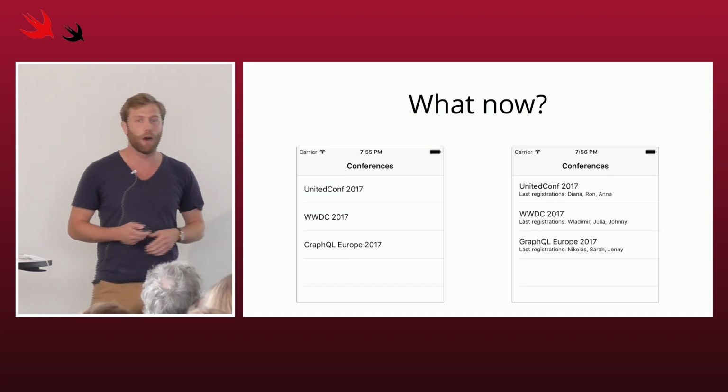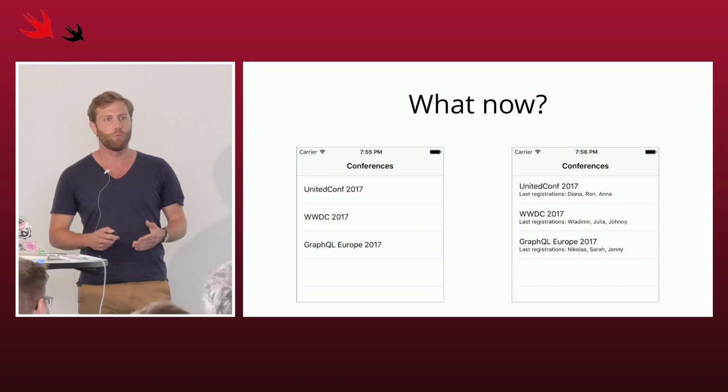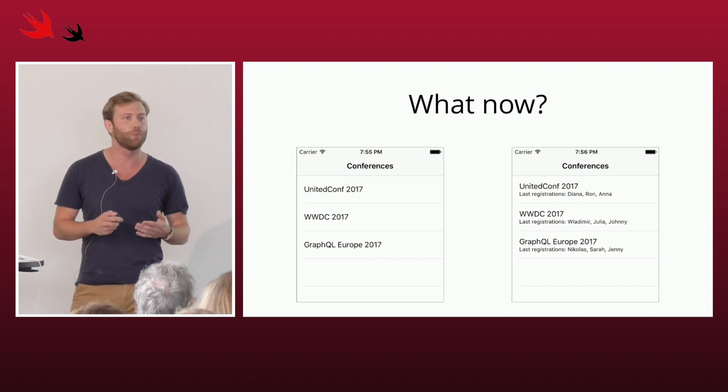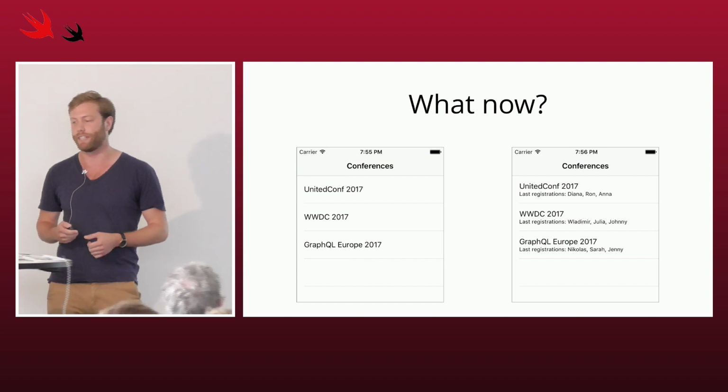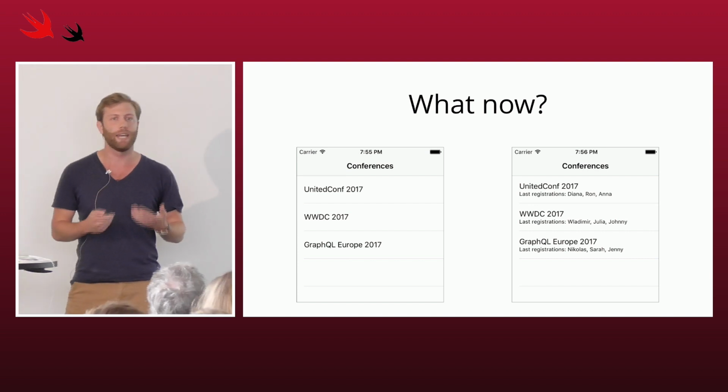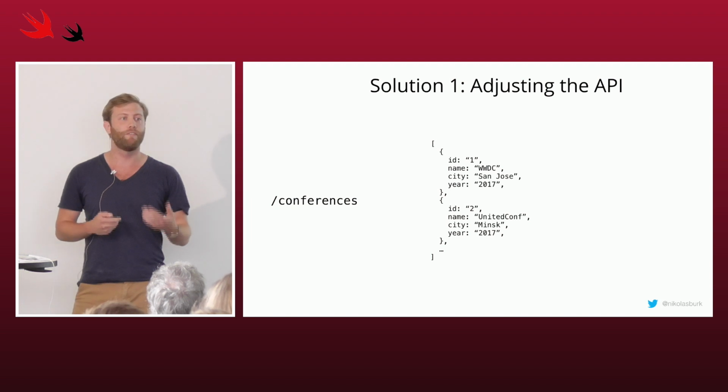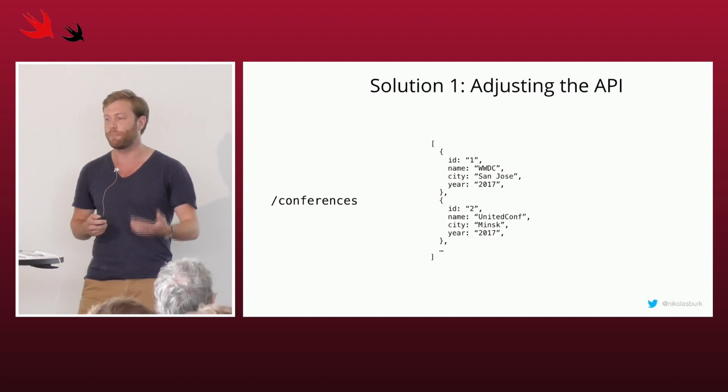But what if our designers now say that the app would be a lot better if for each conference we could also display the last 3 people who registered for that conference? So what are the options that we now have? Essentially, the first option would be to adjust the API.